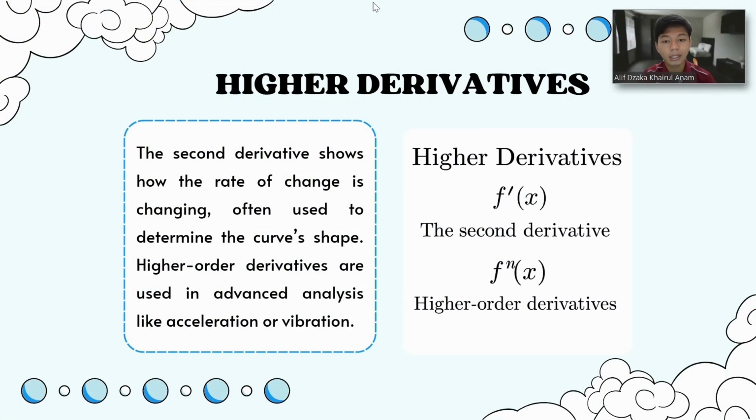So in the next slide, we have higher derivatives. The second derivative shows how the rate of change is changing, often used to determine curve shape. Higher order derivatives are used in advanced analysis, like acceleration or vibration. So this is the higher derivatives, the second derivatives, and higher order derivatives. So we go to the next slide.